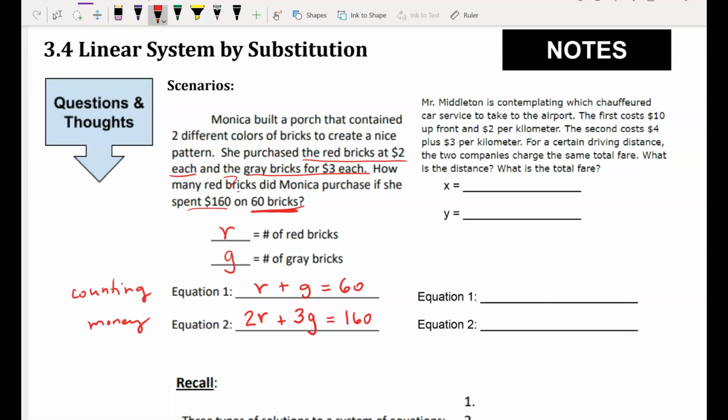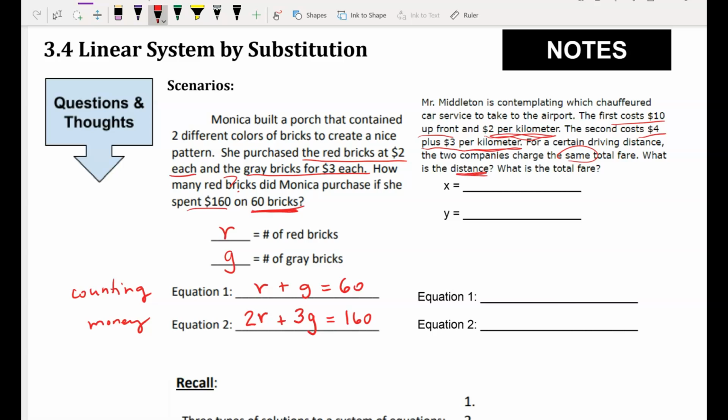Let's set up our next scenario. Mr. Middleton is contemplating which chauffeured car service to take to the airport. The first costs $10 up front, that means just to pick up the car, and $2 per kilometer, so that value is changing. The second cost $4 plus $3 per kilometer. For a certain driving distance, the 2 companies charge the same total fare. What is the distance? What is the total fare?